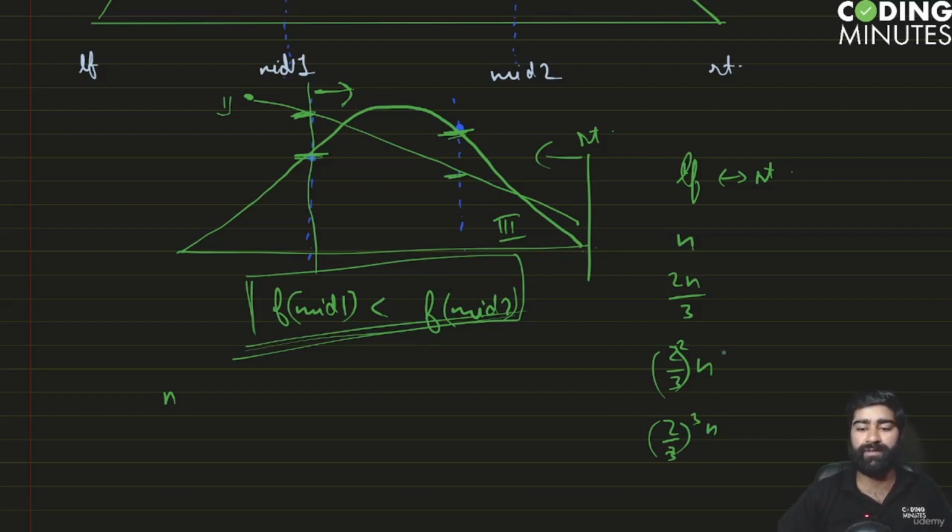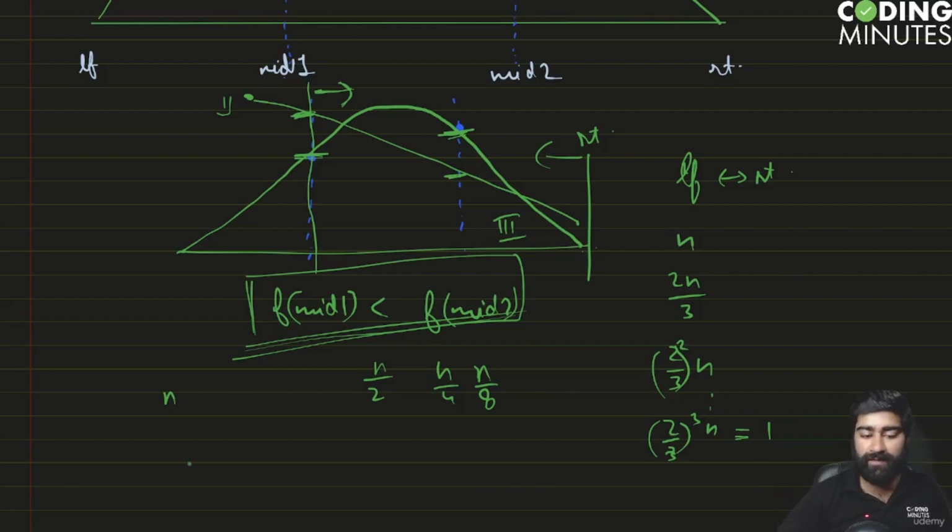So this is the function, right? In binary search, what was happening? N by 2, n by 4, n by 8, right? But in this case, the range is divided not into half but into 2 by 3 of it. So there will be a time when this will become the exact value we need. Let's say it is equal to 1 and it took k steps. Then you can simply take log both sides and do the formality.